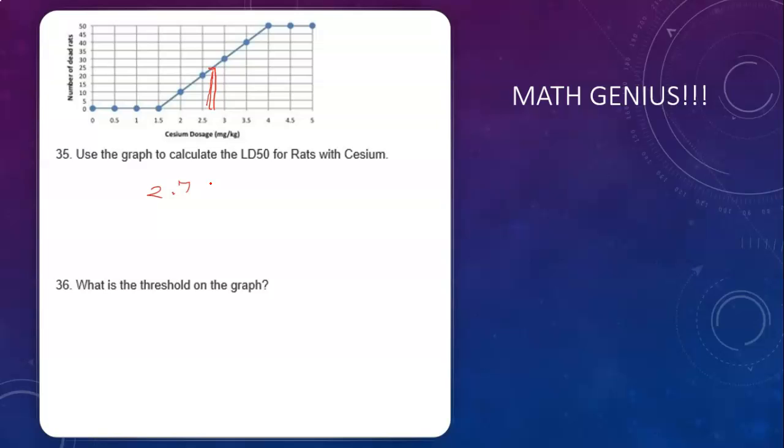So what is the threshold on the graph? And the threshold is that value where you actually start to see death. And so we're looking at this value right here, and the value for that is 1.5.